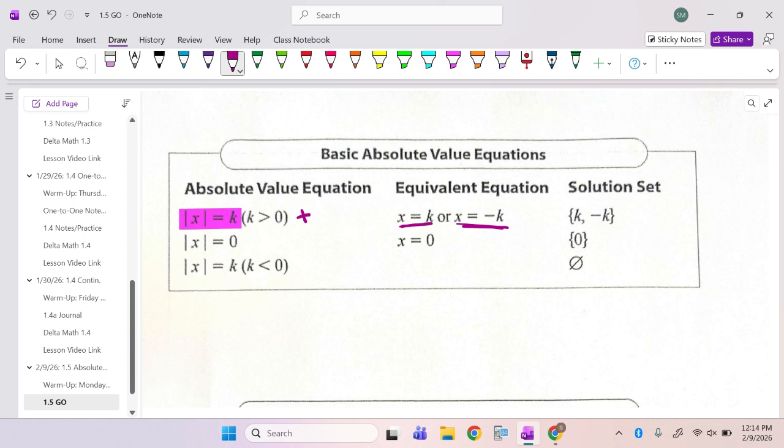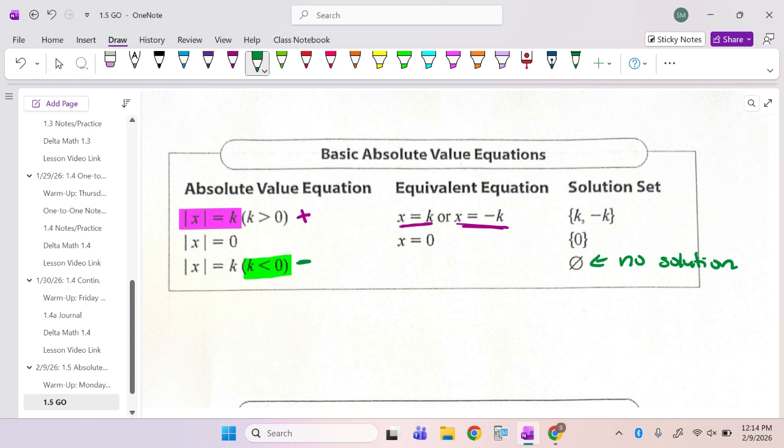Now, if you have the absolute value of x, you set it equal to 0. What's the only value of x that you can plug in, the absolute value that would give you 0? 0. So x has to equal 0 because there's no negative positive version of 0. Now, if you do the absolute value of x, but it's less than 0, so it's a negative number, that's where you get the empty set or no solution.